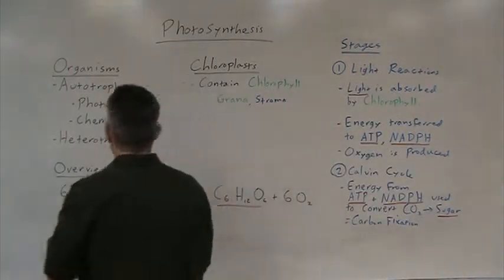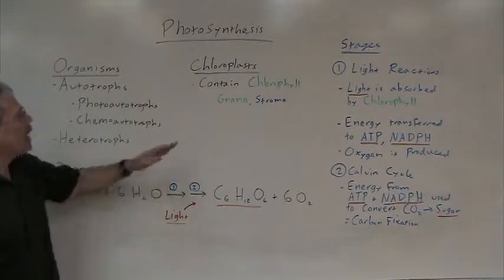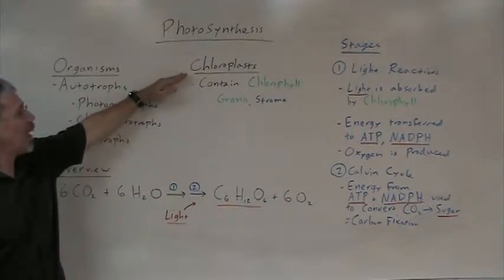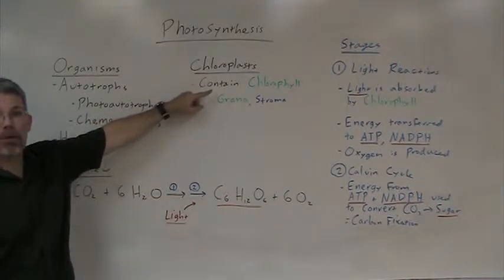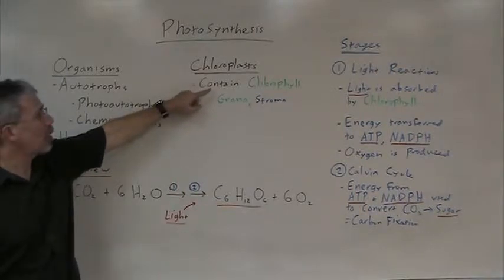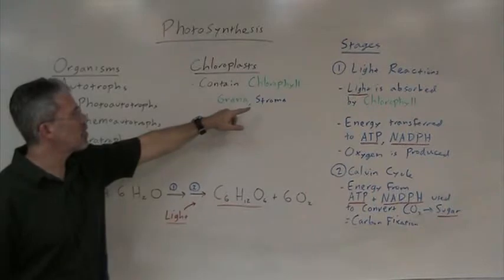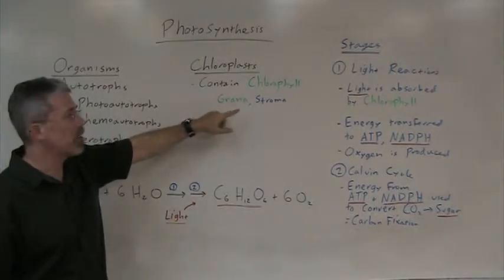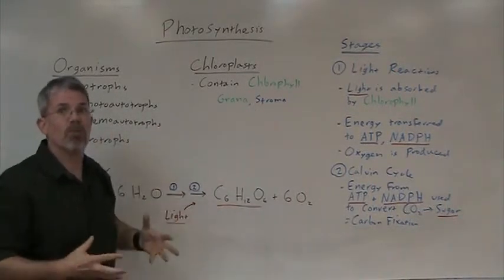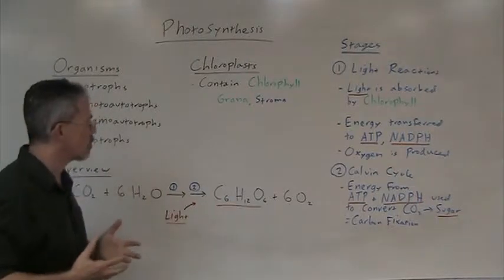Now, of course, in plants, we have the chloroplasts, and the chloroplasts contain the green pigment chlorophyll. It is a photosynthetic pigment. Chloroplasts are arranged into grana and stroma. The grana is where the chlorophyll is, and the stroma is the space around where the chlorophyll is packaged.